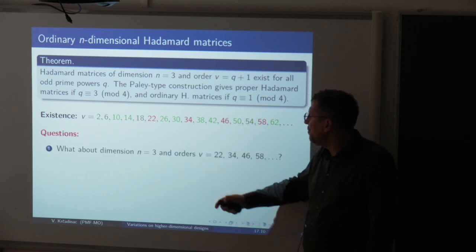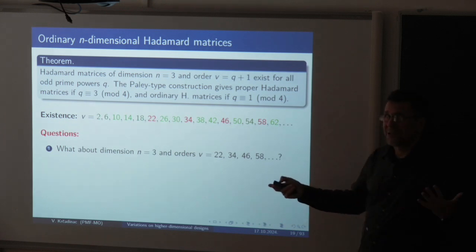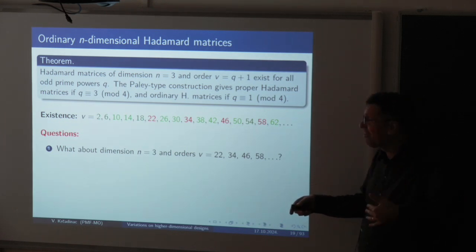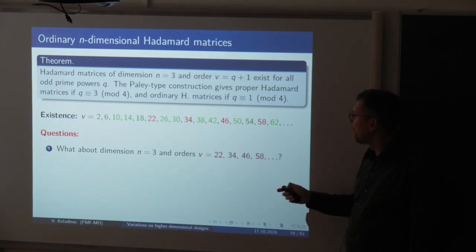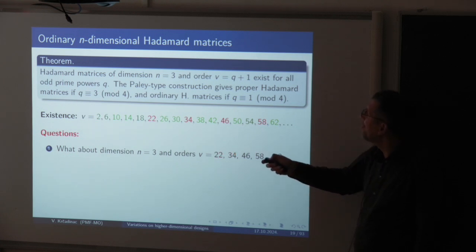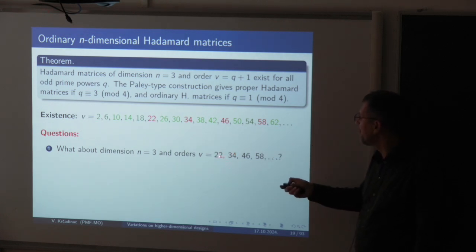But still, there are infinitely many that are not covered by this construction. This is just this first algebraic construction, already from the first half of the century by Paley, generalized to dimension 3. So these are all orders, as far as I know, for which the question is still open. Are there any ordinary 3-dimensional Hadamard matrices of order 22?